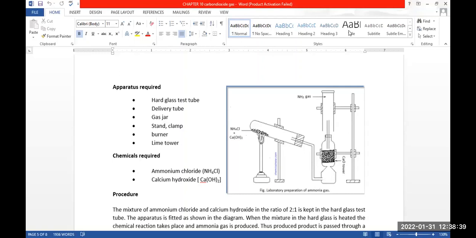One is ammonia reacts with water to form ammonium hydroxides. Other is this ammonium hydroxides when react with hydrochloric acid, it forms ammonium chloride and water.